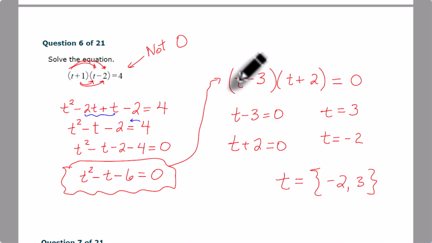Let's see. T and t is t squared. Minus 3 times 2 is the minus 6. The middle is a minus 3t. This is a plus 2t. And yes, I do get the minus 1t in the middle. From there, it's easy. I grab each piece and set that particular piece equal to 0, and then we solve.